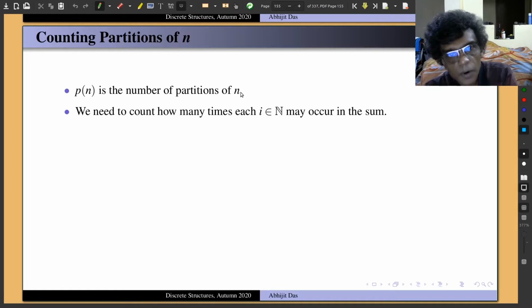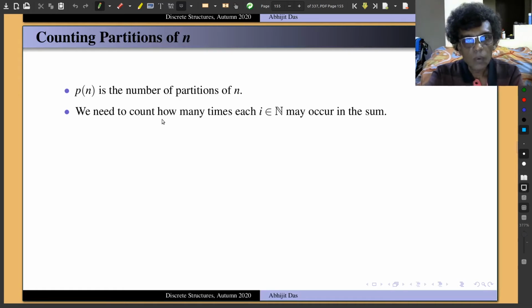Since order is not important, I need to count how many times each i in n may occur in this sum. So, I just say 1 appears 2 times, 2 appears never, 3 appears 5 times. That uniquely defines the sum. But then 2 times 1 plus 0 times 2 plus 5 times 3 plus whatever, the sum must be equal to n.